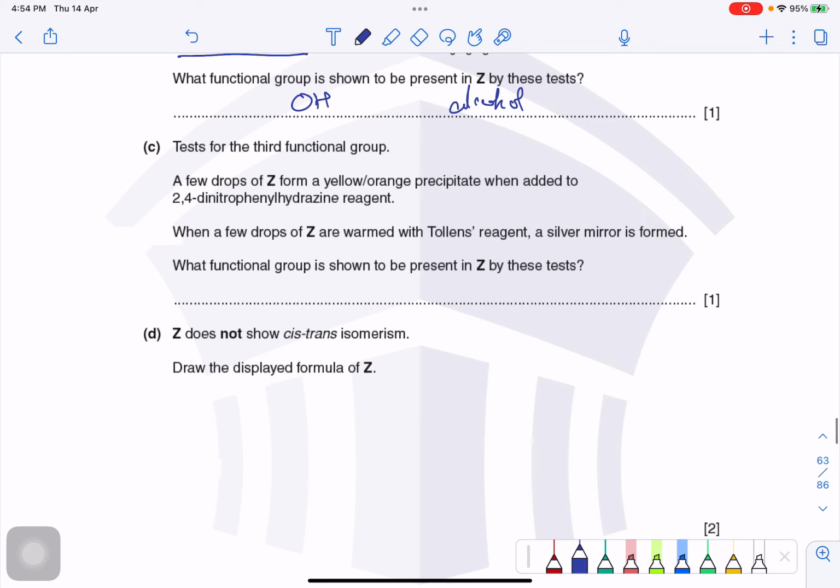Test for third function group. A few drops of Z forms a yellow-orange precipitate when added to 2,4-DNPH. ये carbonyl की बात हो रही है. When a few drops of Z are warmed with tollens reagent, silver mirror is formed. Carbonyl के अंदर हमारे पास दो ऑप्शन हैं, एल्डिहाइड और कीटोन. तो अभी तो ये दोनों हो सकते हैं, लेकिन when we read the tollens reagent one, that tells me it is aldehyde. It can't be ketone. Okay, so judging by that, I know this is aldehyde, या जिसको हम HO group बोलते हैं, CHO group.